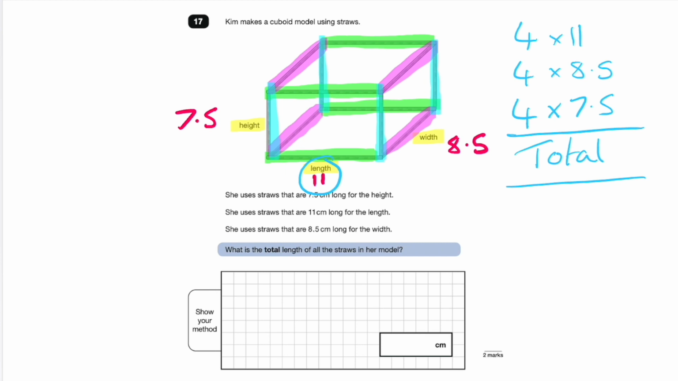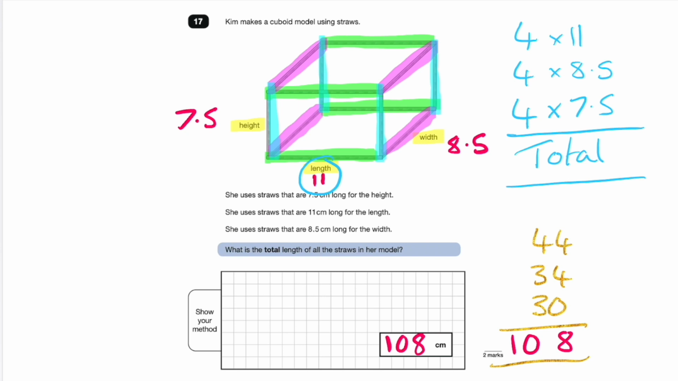And I'm going to try and do this in my head. 4 times 11 is 44. 4 times 8.5, well, I'm going to do 4 times 8. 4 times 8 is 32. And then 4 times 0.5 would be 2. So that would give me a total of 34. And then the last one, 4 times 7.5, well, 2 times 7.5 is 15. So therefore 4 times 7.5 is 30. Remember to try and use any mental maths you know to try and help you, because we are under time pressure. Now I can just simply add these up. So my total is 108 centimeters.